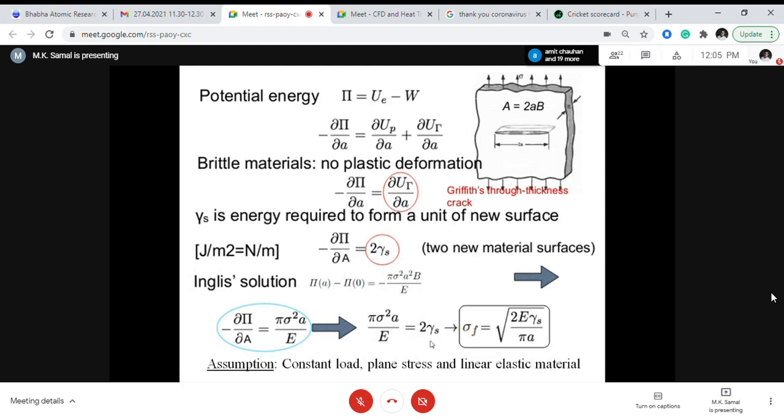Again, I am telling you this is not the crack tip stress. Near the crack tip, the stress will be very high. In fact, theoretically it is infinite.